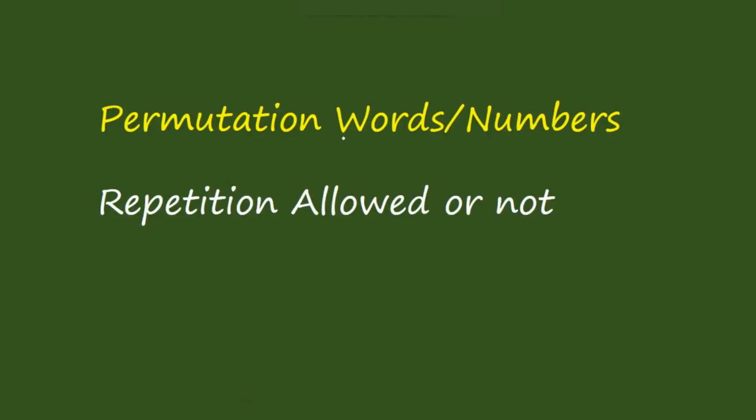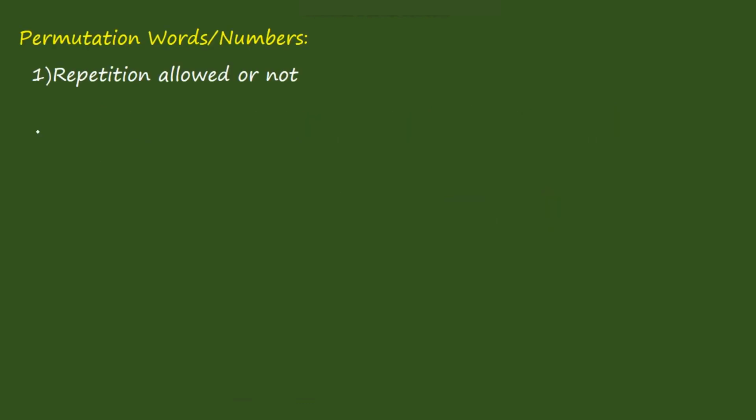In this session, we'll be looking at permutations of words and numbers, with repetition allowed or not allowed. Consider an example like A, B, and C, which we want to arrange in three different places. So n is equal to 3, and we have to arrange them in three places, so r is also 3.